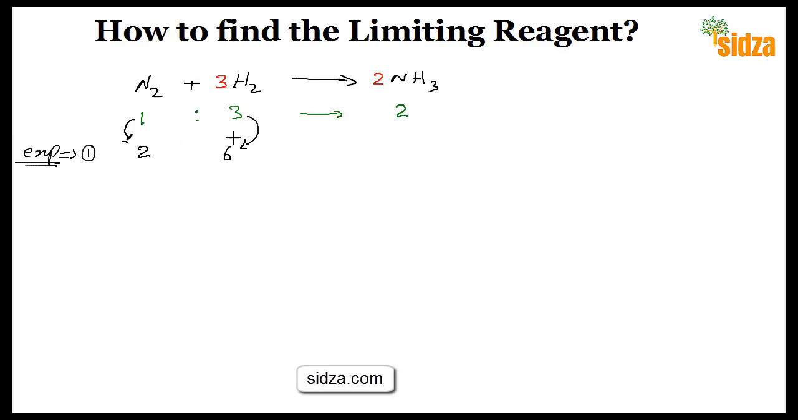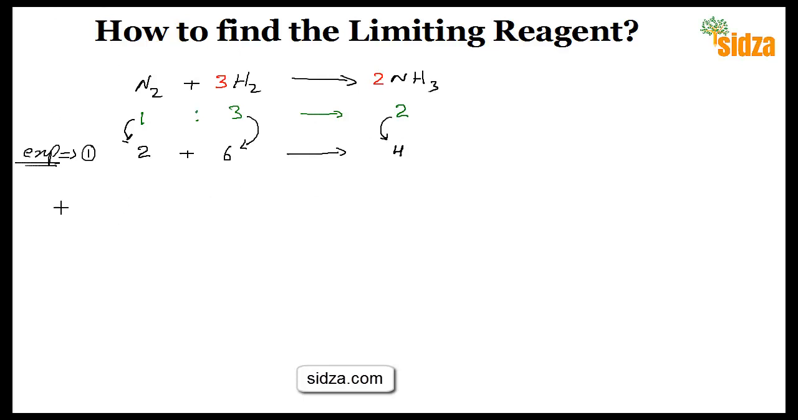Then what do you expect now? When you react the 2 moles of nitrogen with the 6 moles of hydrogen, you will definitely expect double the number of moles of ammonia. You will get 4 moles of ammonia. So in this experiment, if you mix 2 moles of nitrogen with 6 moles of hydrogen, at the end of the reaction you will see in your reaction mixture just 4 moles of ammonia. This is as per the balanced chemical equation.